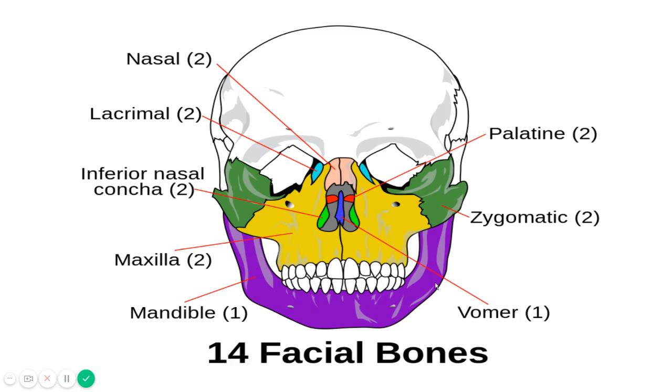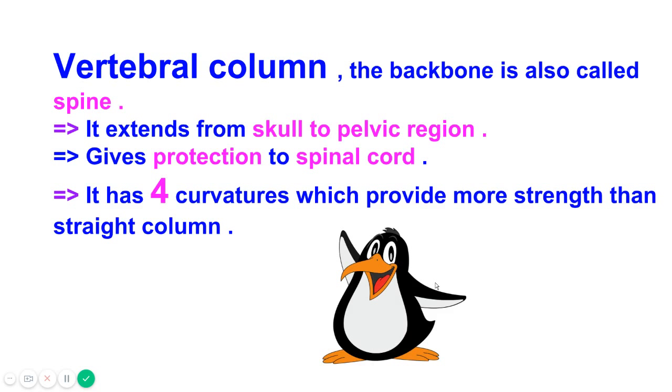This bone is vomer. Now the vertebral column, the backbone, it is also called as spine. It extends from skull to pelvic region, that is the hip region, and it gives protection to the spinal cord. It has 4 curvatures which provide more strength than straight column, that is 4 bendings.